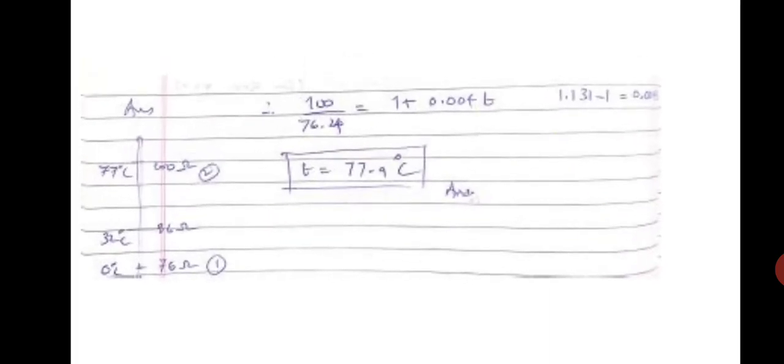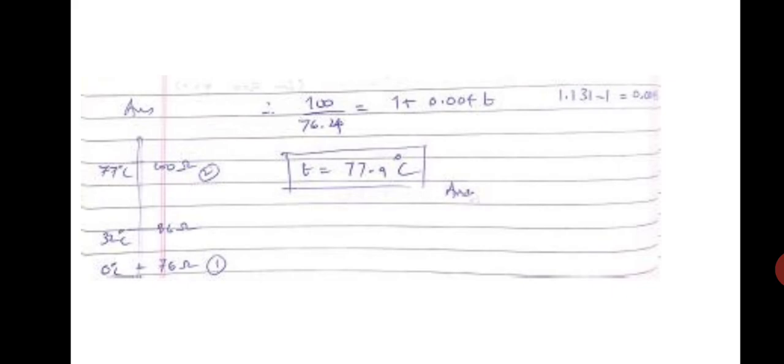So 100 divided by 76.24 is equal to 1 plus 0.004 T, or 1.311 minus 1 is equal to 0.004 into T, or on simplification T, the temperature, is equal to 77.9 degrees centigrade. This means at full load, when the motor resistance is 100 ohms, the temperature of the coil is 77.9 degrees centigrade.